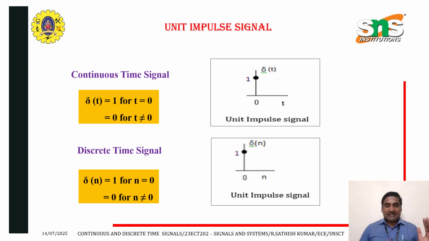Next one, unit impulse signal. Delta of t is equal to 1 for t equal to 0, and 0 for t not equal to 0. In terms of the discrete time signal, delta of n is equal to 1 for n equal to 0, and 0 for n not equal to 0. The graphical representation of the unit impulse signal can also be shown.